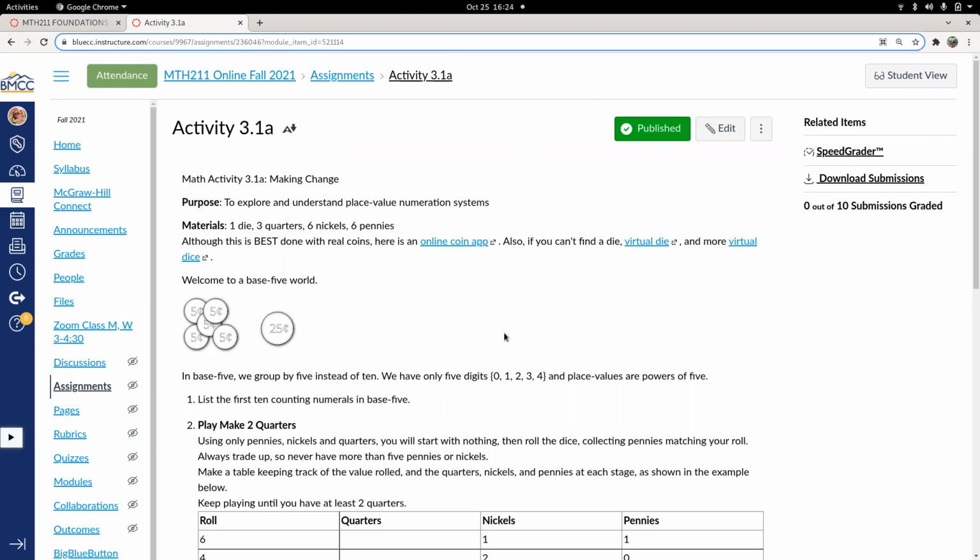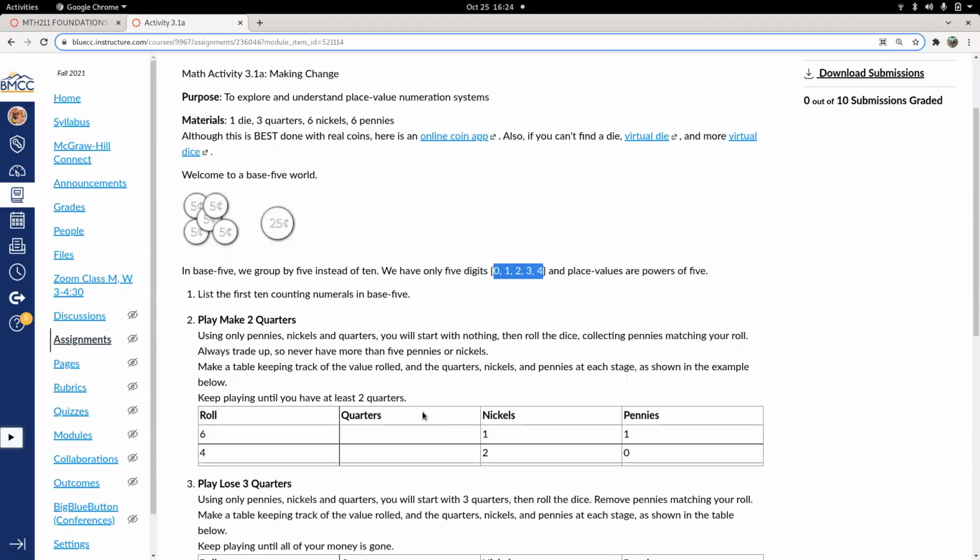So again, activity 3A is about getting used to another base by just playing with coins. We're going to do that by writing down the first counting numbers. First we'll write down the first 10 counting numbers in base 5. What do they look like? Remember, we only have a certain number of digits, 0 through 4, to make that happen. Because base 5 is grouping by 5, playing with pennies, nickels, and quarters is a nice way to try and get used to that.